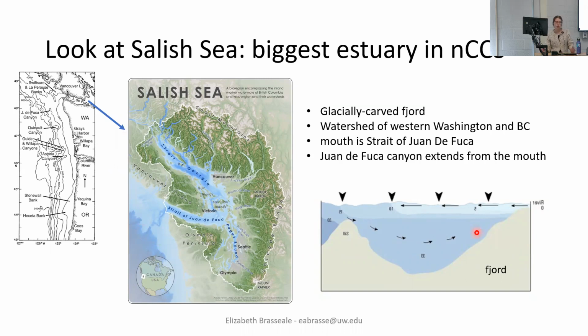It's a glacially carved fjord, so there are a bunch of deep, narrow channels. It has a huge watershed, this is a picture of it, that passes from Western Washington and then a lot of BC. So it has a huge amount of fresh water coming into it from all that rain. The mouth between the Salish Sea and the coastal ocean is the Strait of Juan de Fuca. And there's a canyon here called the Juan de Fuca Canyon that cuts through the shelf.